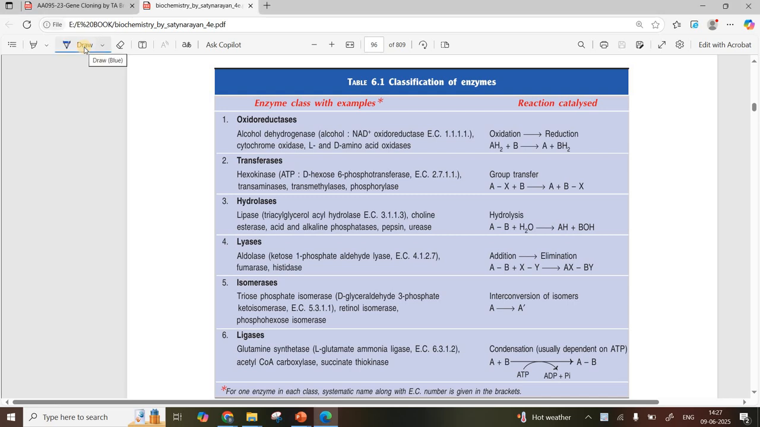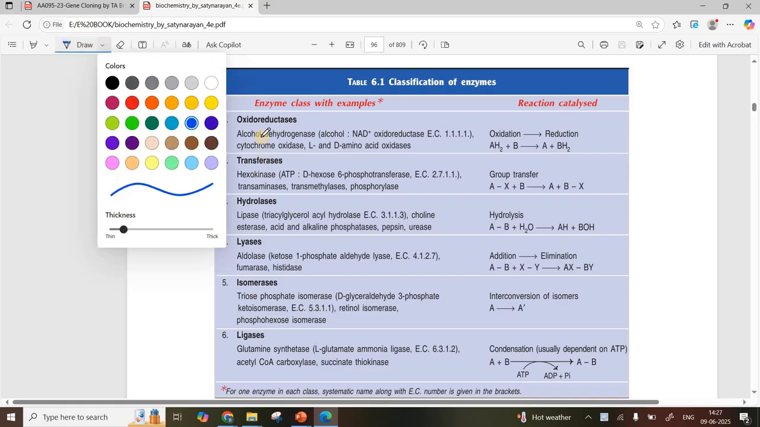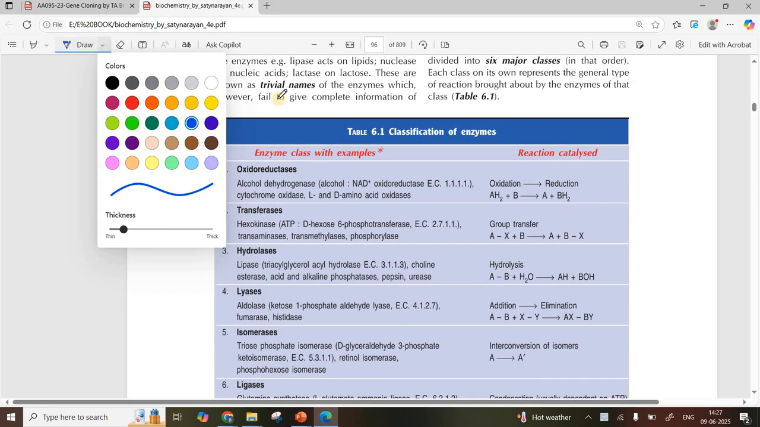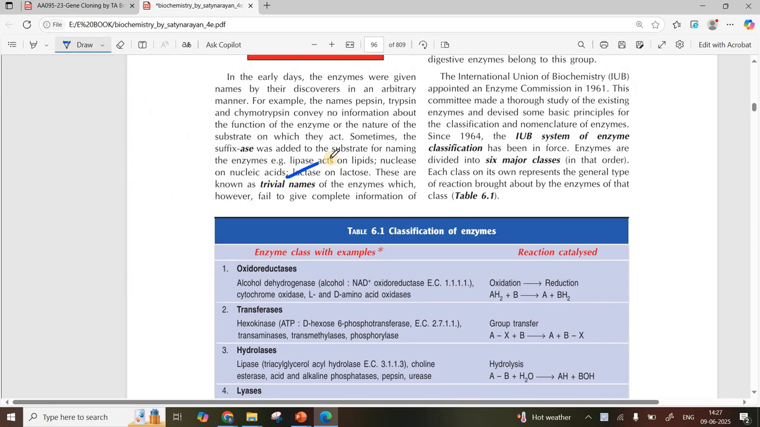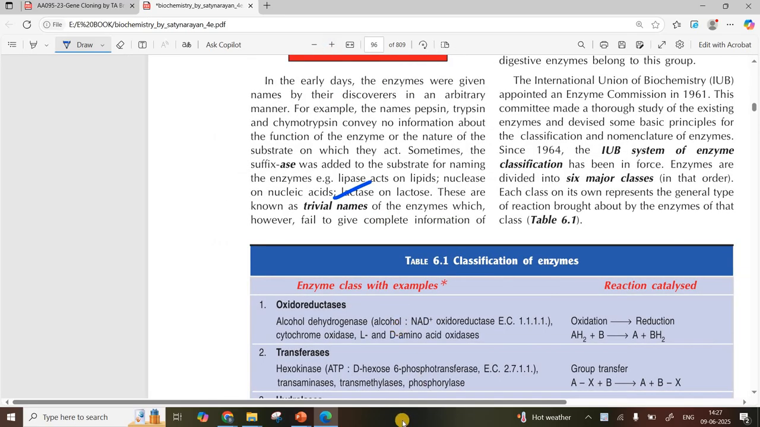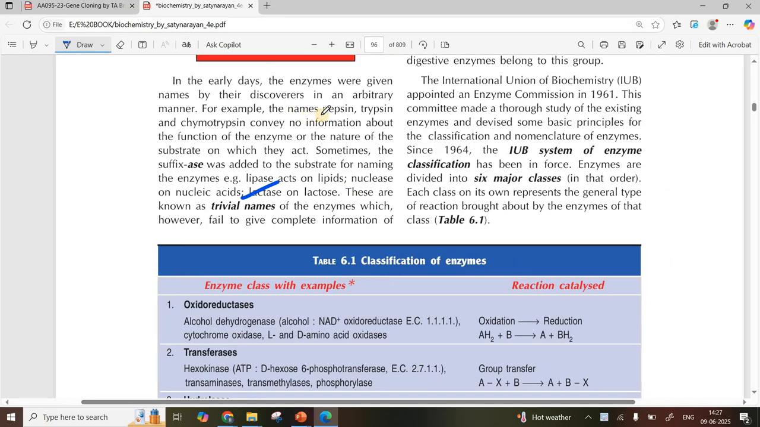In this video tutorial, we will learn about the classification of enzymes. This is very important from the biochemistry point of view. Before the discovery of enzymes was done, the nomenclature was very vague. For example, the names pepsin, trypsin and chymotrypsin convey no information about the function of the enzyme or the nature of the substrate it acts on.